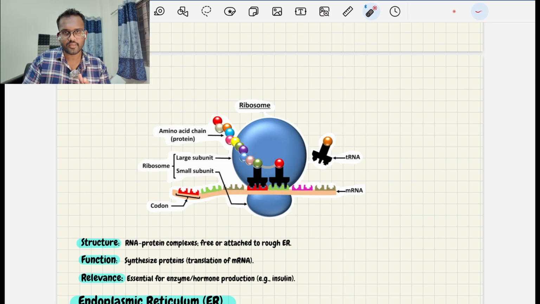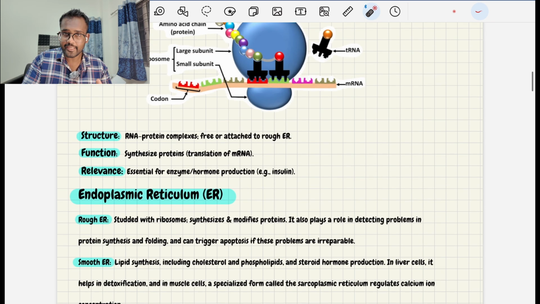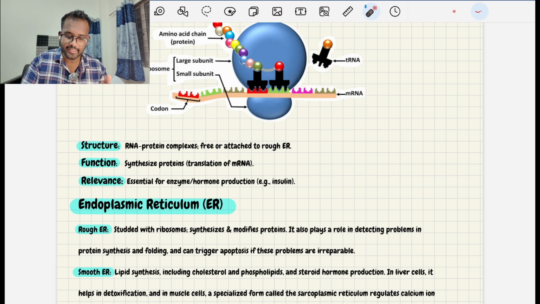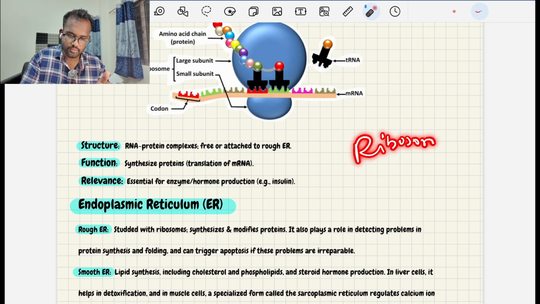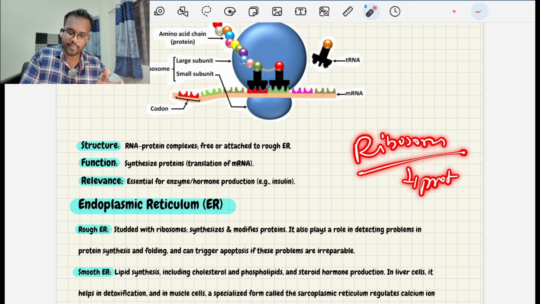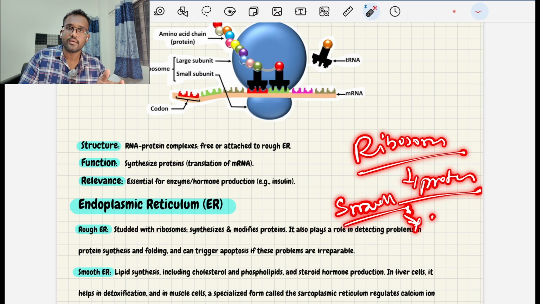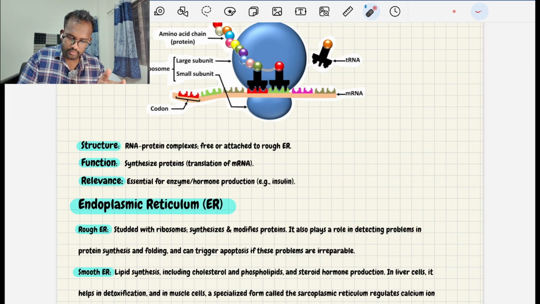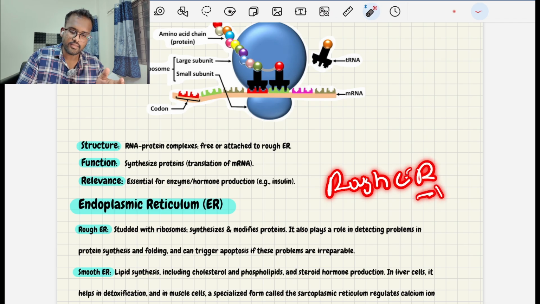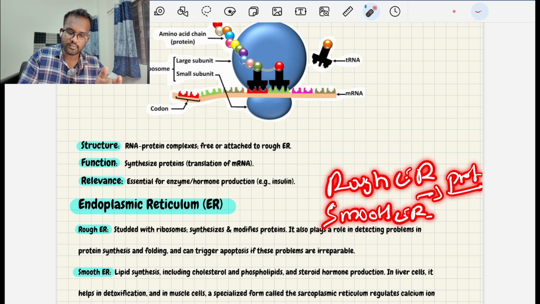So what is the difference between rough endoplasmic reticulum and smooth endoplasmic reticulum? There are mainly two types of endoplasmic reticulum. The rough endoplasmic reticulum contains ribosomes, where protein synthesis happens, and the smooth endoplasmic reticulum helps in lipid synthesis. Very important. I'll write it here: rough ER helps in protein synthesis, but smooth ER helps in lipid synthesis.